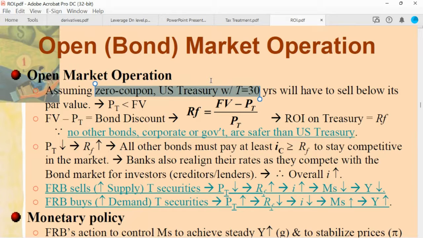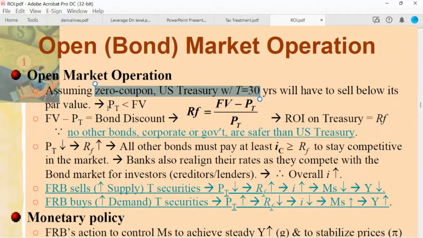These U.S. savings bonds generally sell for $500, right? So in other words, 30 years later, they pay you $1,000. So that means the holding period return for a 30-year holding period is 100%.